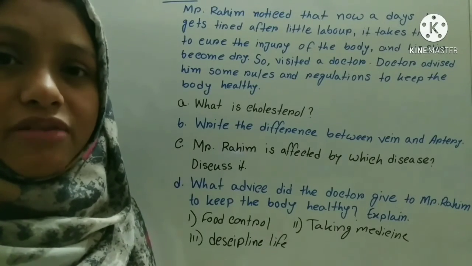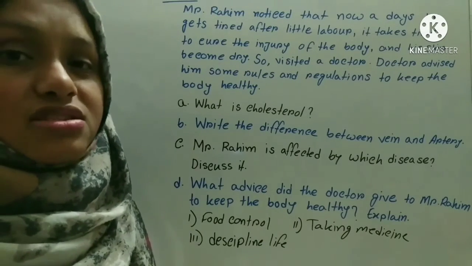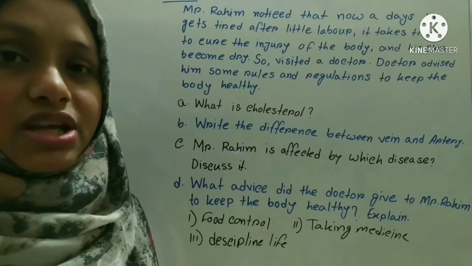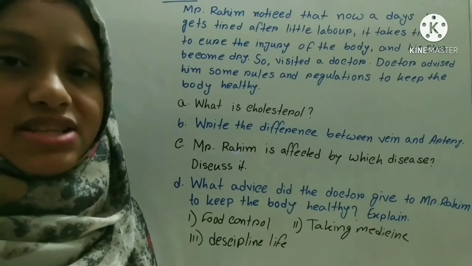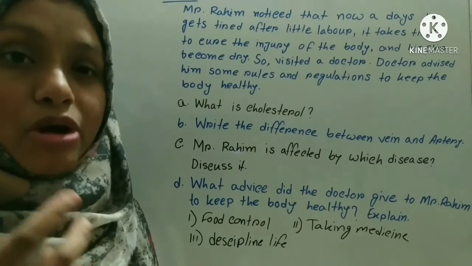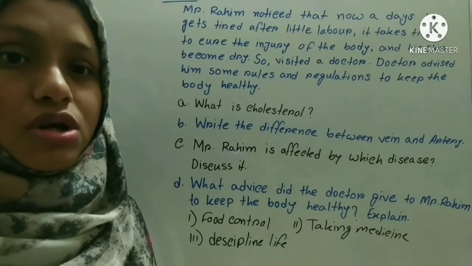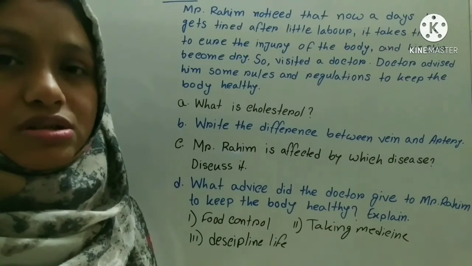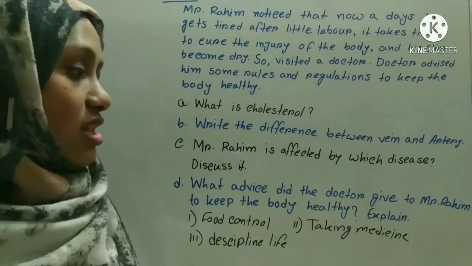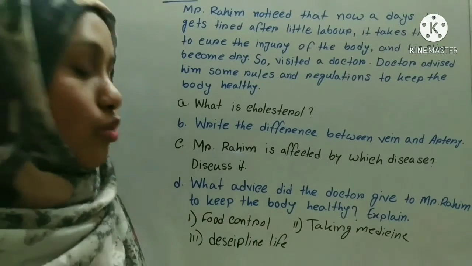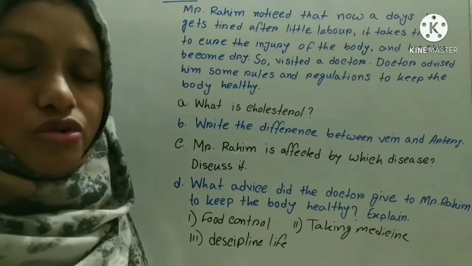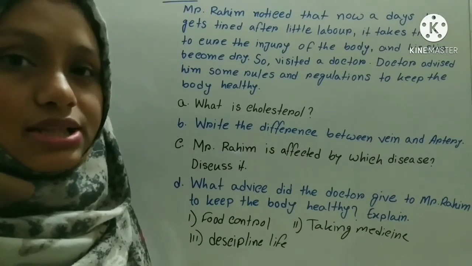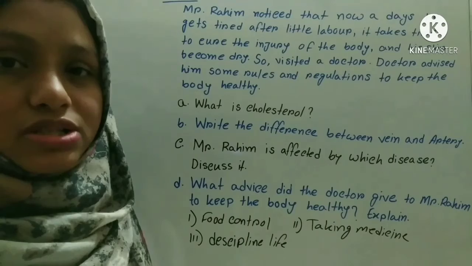What is disciplined life? You have to eat a balanced diet every day. And you have to take regular exercise, control the amount of food, and also check the urine level and record it. Okay, so these are the rules and regulations which the doctor advised for Mr. Rohim to keep his body healthy. You have to describe that point.